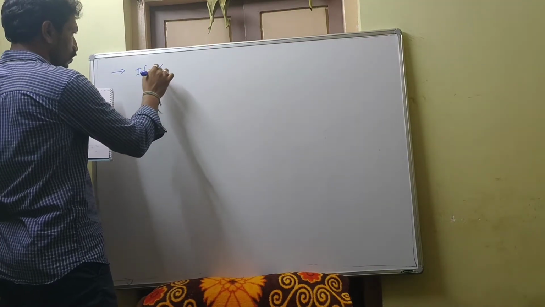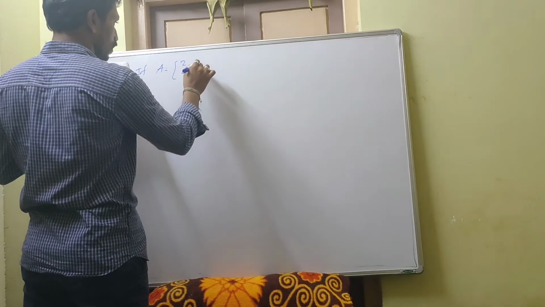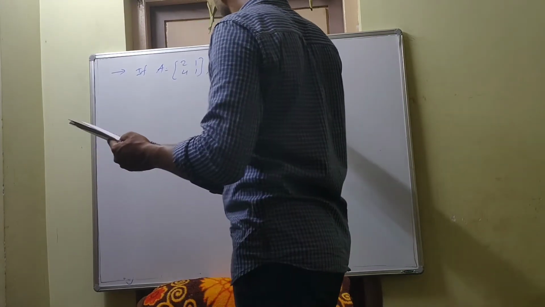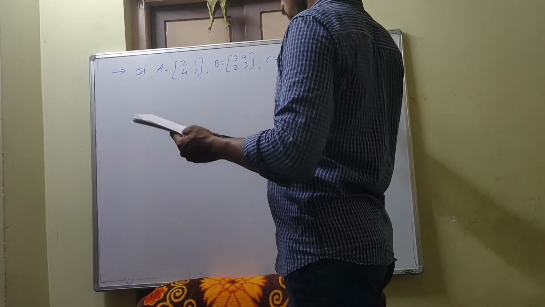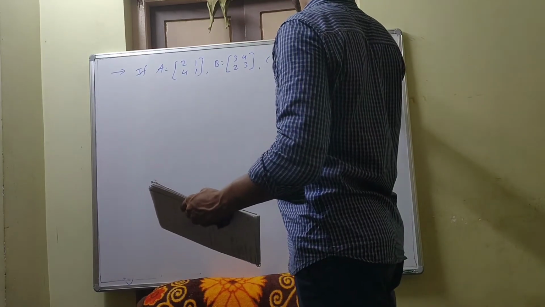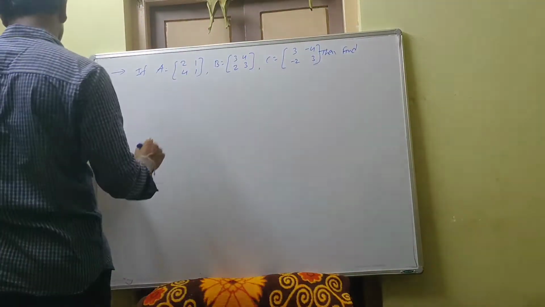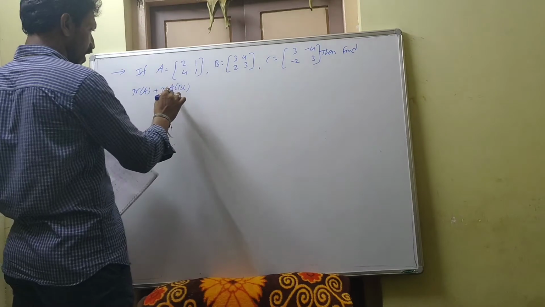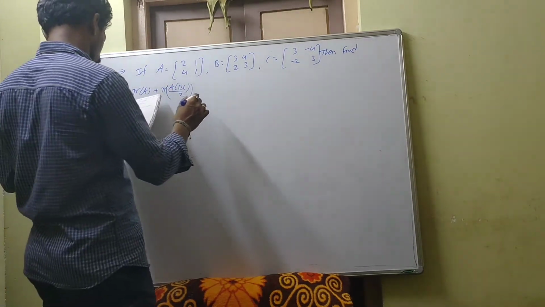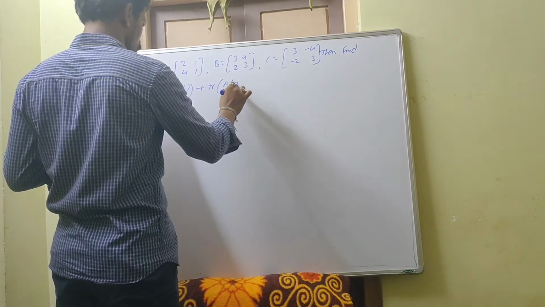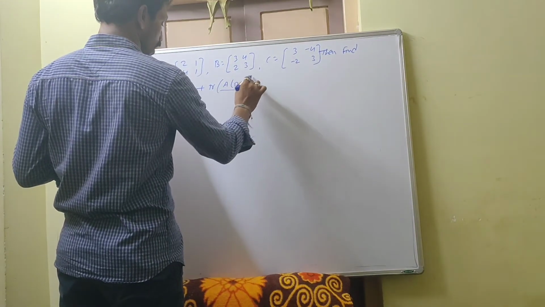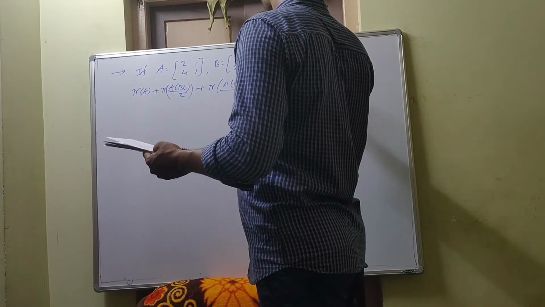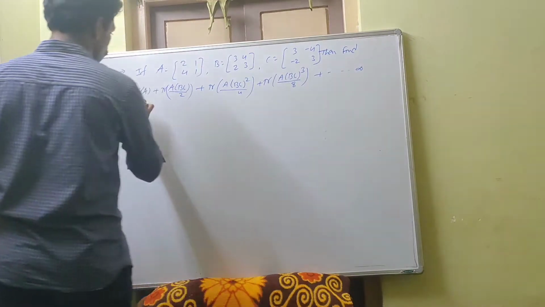If A is equal to [2 1; 4 1], B is equal to [3 4; 2 3], C is equal to [3 -4; -2 3], then find, this is one of the main model problems, trace of A plus trace of A into BC by 2 plus trace of A into BC whole square by 4 plus trace of A into BC whole cube by 8 plus and so on to infinity. Then find the value, this is what is asked.